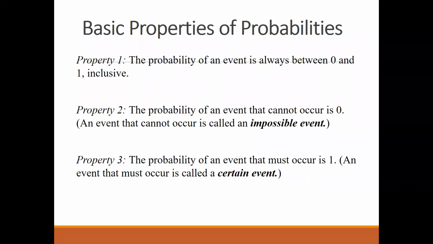And the third property: the probability of an event that must occur is always 1. That means if I have the guarantee that only this is going to occur in an event, then the probability is 1. That means the total number of outcomes is only 1, and only that outcome is possible. So an event that must occur is a certain event, and the probability is always 1. These are the 3 basic properties of probability.